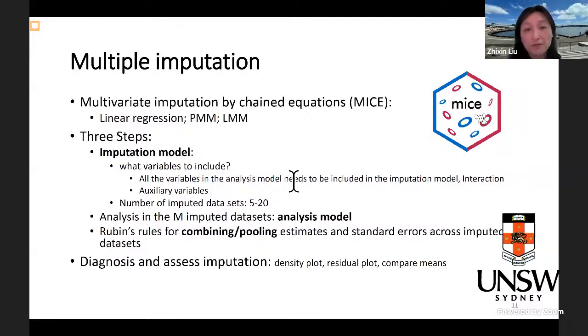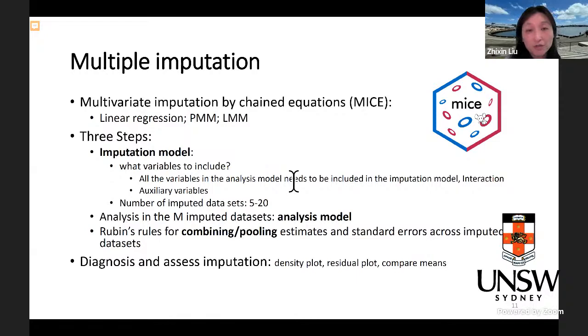Next, when we have built our imputation model and have our imputed data sets, we can conduct the analysis as we usually do, based on each of the imputed data sets. This means we are going to have multiple parameter estimates, one from each of the imputed data sets. So the third step is we use Rubin's rules to pool those estimates and have an overall estimate for our study, like we do in an ordinary analysis. So that is the essential three steps.